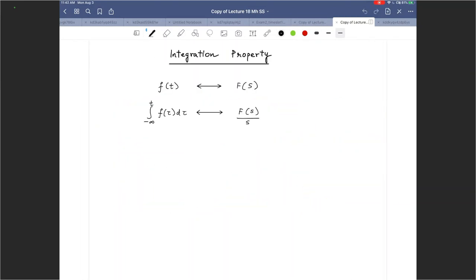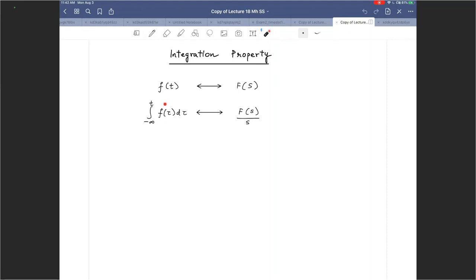All right. The next property that we are going to take a look at is the integration property. If you integrate the function in time domain, you actually divide the function by s in the frequency or the Laplace domain. We are not proving it over here because we have proved it for Fourier transform. Things are looking very similar. Earlier we were dividing by j omega. So there was an integration property for Fourier transform, and there's an integration property for Laplace.